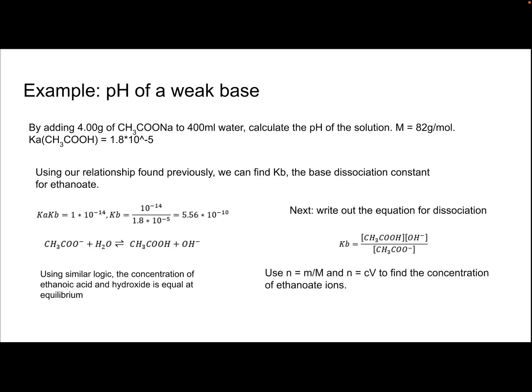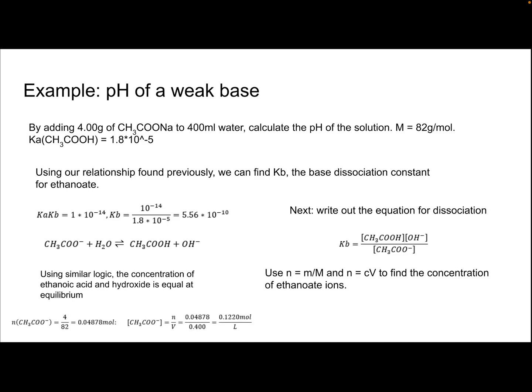Alright, so in this case, the first thing is you could write that Kb is equal to the concentration of OH minus squared divided by the concentration of ethanoate ions. Now we can use n equals small n over big M to find the number of moles of CH3COO minus in the solution. Having the amount and the volume of water, we can use that to find the concentration of ethanoate ions in the water.